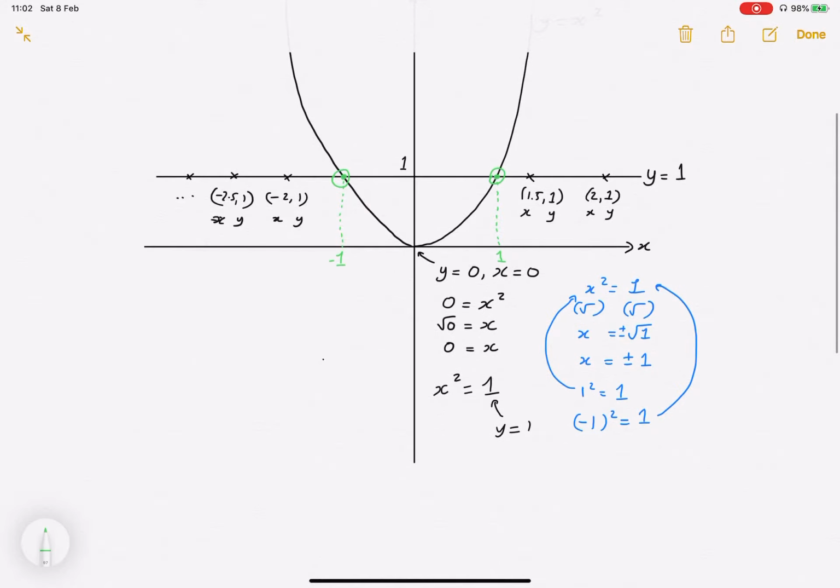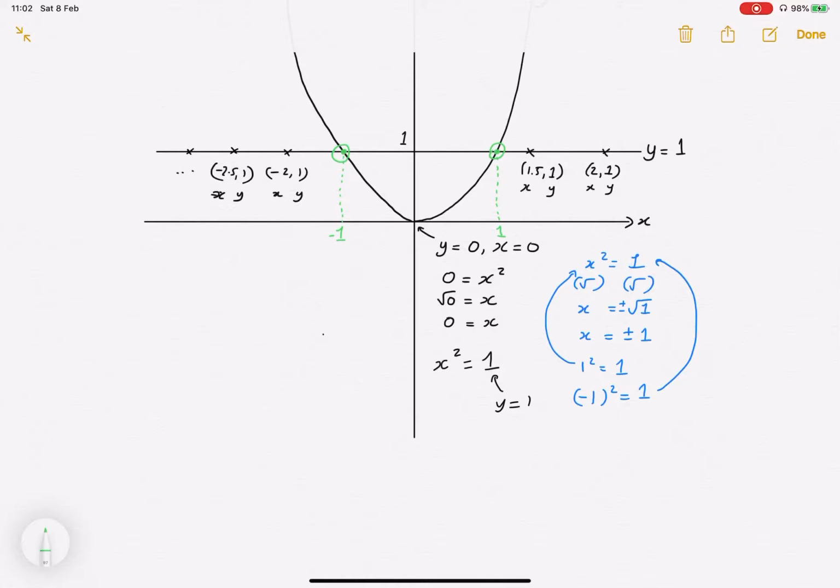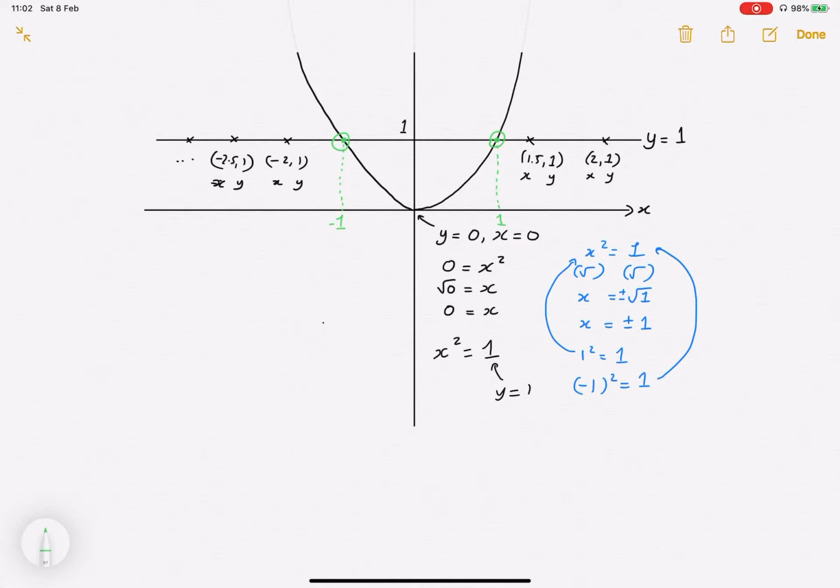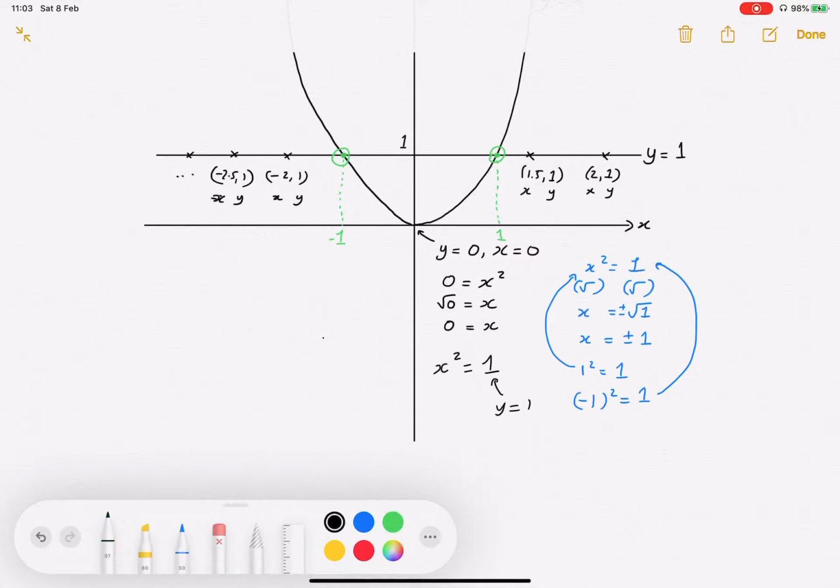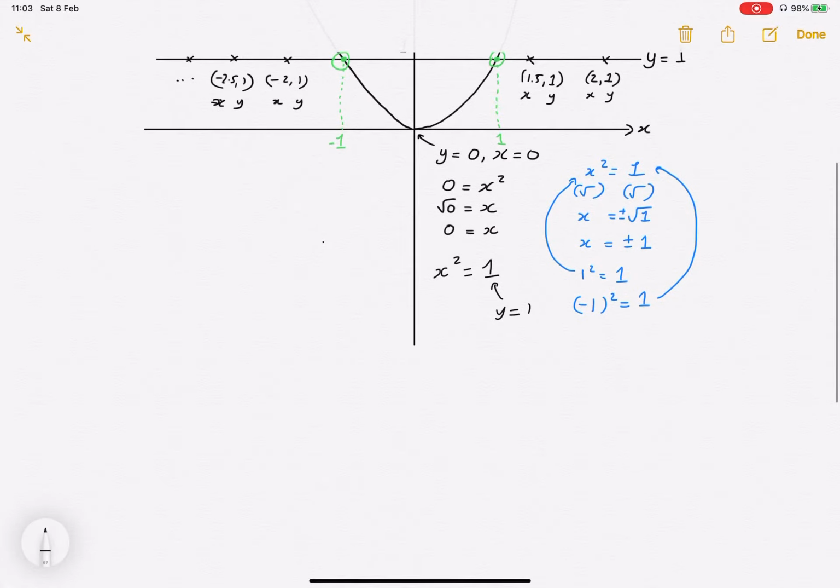Now, this also has another really big use. Let's combine the two things. I'll show you what I mean. So if I said, what about y equals x squared minus 1? And I want to solve the equation.